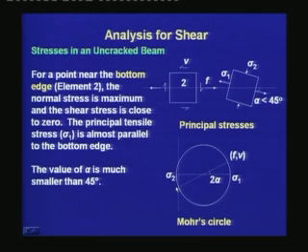The principal tensile stress sigma 1 is almost parallel to the bottom edge. That means the closer we go to the bottom edge, the more and more parallel sigma 1 becomes to the bottom edge. The value of alpha is much smaller than 45 degrees.